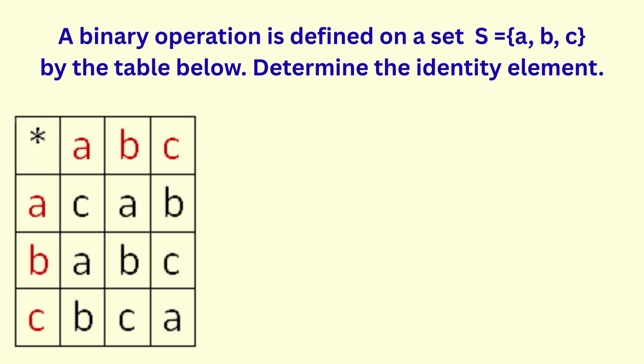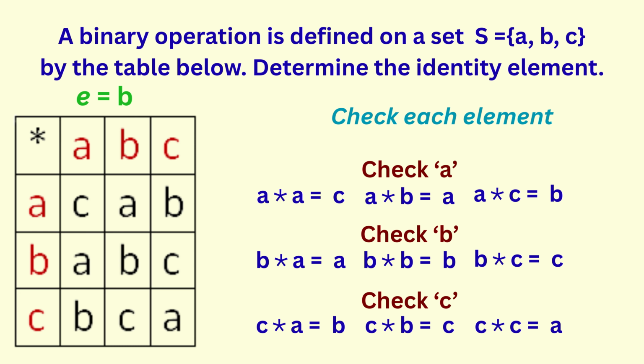Pause the video and identify the identity element for the operation represented by this table. The quick way to determine the identity element is to simply check the row that's identical to the top row in the table. Looking at the operation table, we see that the letter B leaves every element unchanged, both across its row and down its column. That means B is the identity element for this operation. By the way, we could have taken the long route and checked each letter one at a time. You'll see that B leaves each of them unchanged under the binary operation.